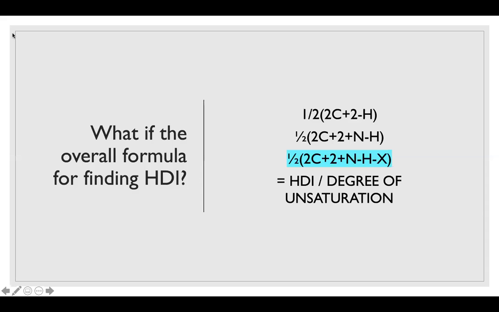And lastly, the third thing that will affect your HDI is the presence of halogens. So if we have halogens present, and we also have nitrogens present, our formula is going to be 1/2 times 2C plus 2, plus the number of nitrogen, minus the number of hydrogens, and minus the number of halogens. Nitrogens and halogens are the only two things that will affect your HDI, so you do not need to worry about the presence of anything else.